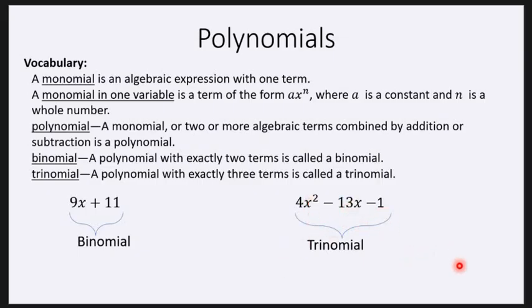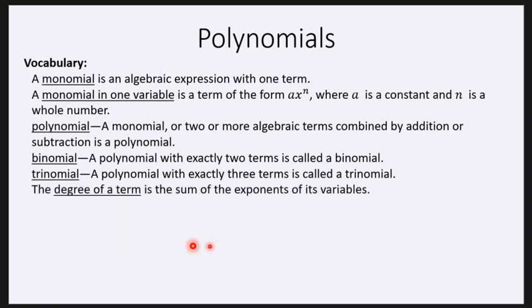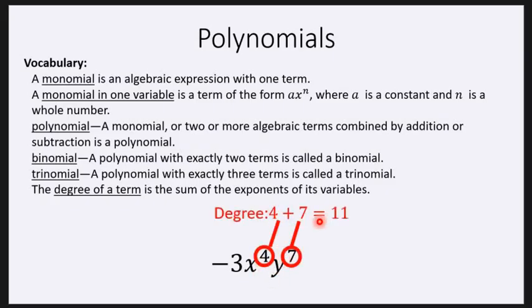All right, now let's talk about the degree of a term. The degree of a term is the sum of all the exponents on its variables. So let's take a look at this term here. This term has 2 variables, x and y. And those variables have exponents 4 and 7 respectively. So the degree of this single term is the sum of the exponents on its variables, which is the sum of 4 and 7, which is 11. So this monomial has degree 11.